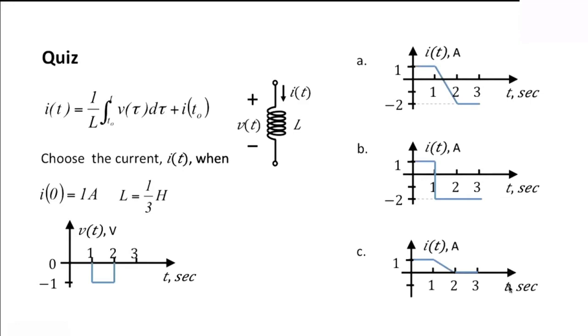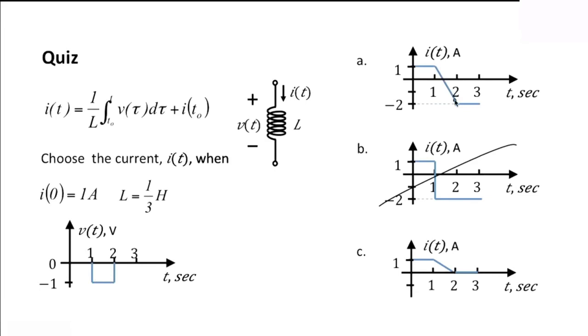In considering the choices here for the current, we can rule out the case in B because of its discontinuity, because we know that the current in an inductor cannot be discontinuous. So that rules that one out. All right, so the other two are continuous, and they both begin at 1, which is what they ought to be starting at because of the initial condition. They both have a downward ramp, which is correct for voltage being negative in that period from 1 to 2. They differ in how much they drop.